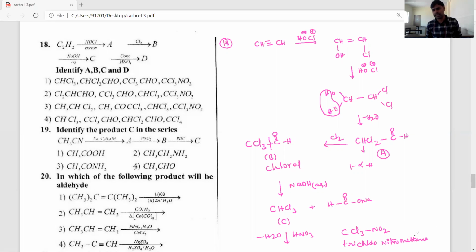This is also known as tear gas. It's very, very important, dear students. CCl3NO2. So what are the products A, B, C, D? Okay, so the A is dichloroacetaldehyde.